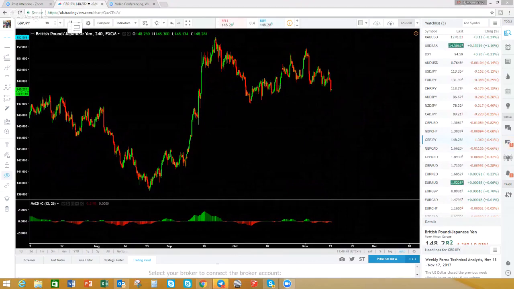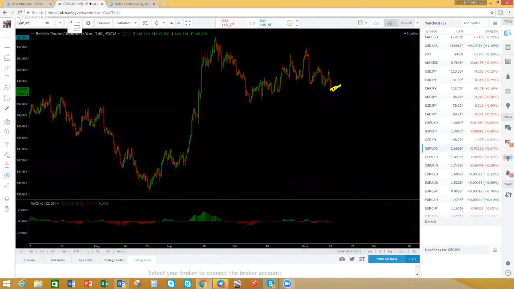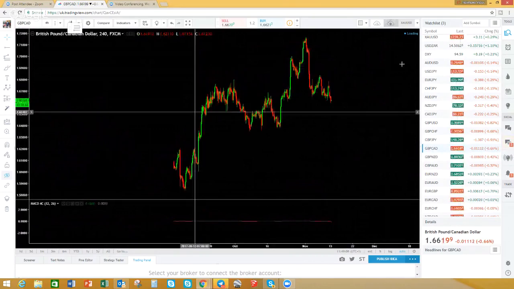All right, that's pound JPY. You can see the pounds have started playing out. You need to get these pullbacks here. Get the pullbacks. Pound JPY. Let's do pound CAD. See, they're all just doing the same thing. All the same. That's pound CAD.